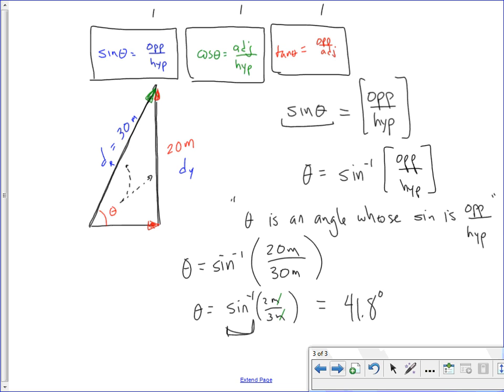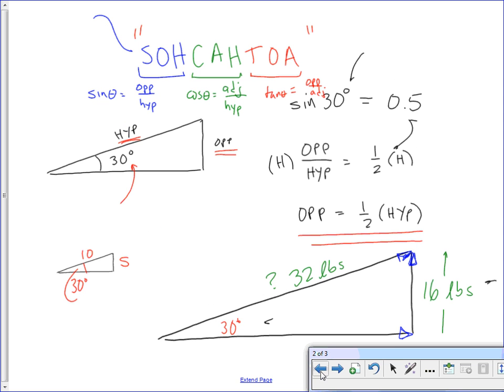All right? What I would do your best to get comfortable with and remember is SOHCAHTOA. And of course, what it means. What it means is the way more important thing. SOHCAHTOA means that the sine of an angle is defined to be that ratio. The cosine is defined to be that ratio. The tangent is defined to be that ratio.